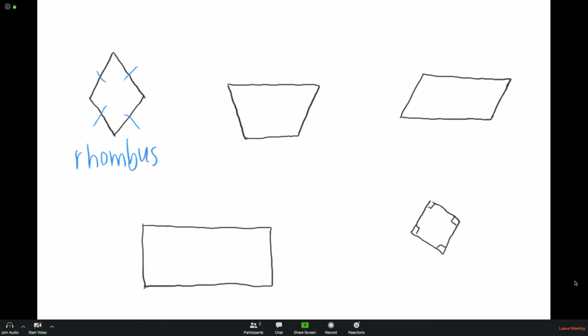Okay, because these lines are opposite and parallel, we know one pair is going to be parallel, but these are slanted, so they're eventually going to touch down here if we extend them. That means they're not parallel. So since only one pair is parallel, it's a trapezoid. Here, opposite sides are parallel. This is the same length as this, and this is the same length as this, but they're not all the same length, so it's a parallelogram.